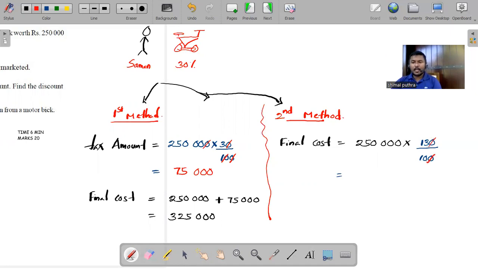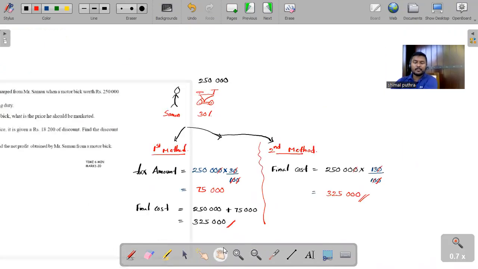You can cancel 0 and 0, 0 and 0. But in this method, you can find the tax amount. You can just take the answer. So this is equal to 25 into 13. Yes, we know 25 into 13 is 325, and with the zeros, 325,000. We got the same answer by using this method.